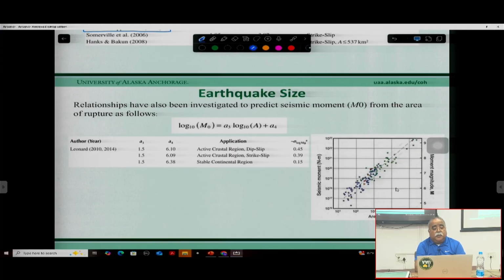the seismic moment, from that area of rupture. So this is your A3 and A4, and this A3 value is given for the active crustal region deep slip part, active crustal region strike slip, and stable continental regions. These are all given. So that is your seismic moment value, and if you see this graphical part, this is your area of rupture. If you can calculate the area of rupture, you can directly calculate the seismic moment based on this particular relation, right?